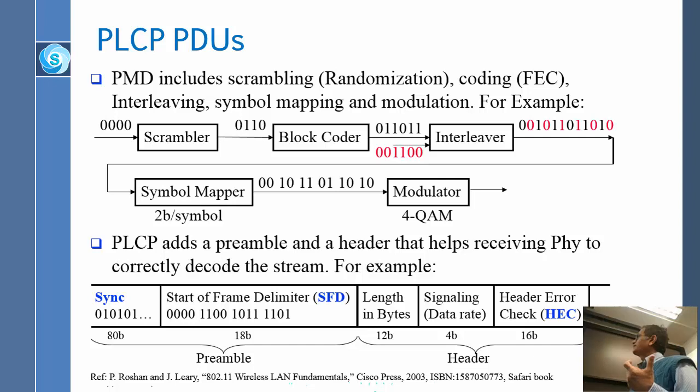So 16 bits of this SFD, then 12 bits of length, 4 bits of data rate, 16 bits of HEC, header error check. This is a CRC just for the header. Okay? And then the header, whatever, right? And so this is all part of PLCP. So the PLCP knows the header, knows the frame, knows things. PMD doesn't. You see, this part doesn't know anything about the frame bits or anything like that.